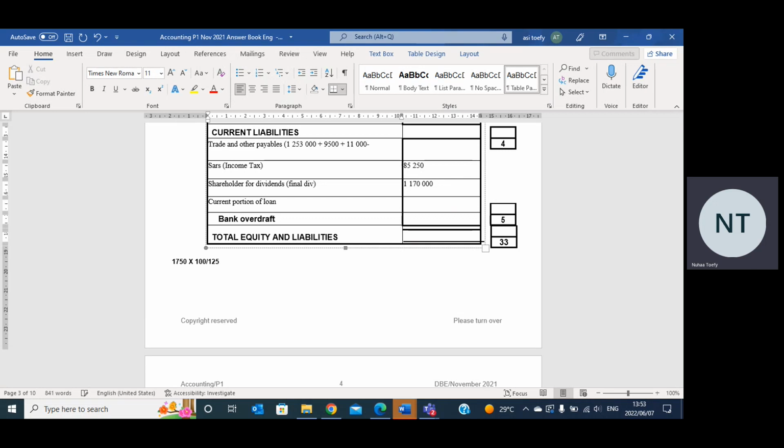So it's reducing our trade and other receivables. Okay. Oh, and there was also 10 coats. Sorry, so that's 1,400, that's 14,000. There was 10 coats. Don't forget to times it by 10.